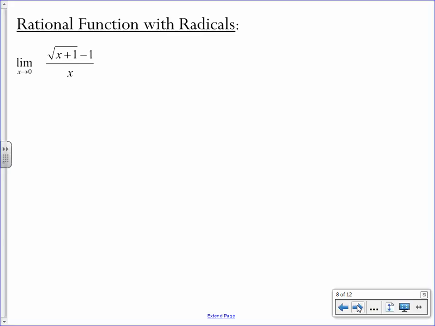You can multiply both the top side and the bottom side of the function by radical x plus 1 plus 1. Yes. And what is that called? It starts with a C. Conjugate. Yes, the conjugate. Very good, Charlie. That is called the conjugate.